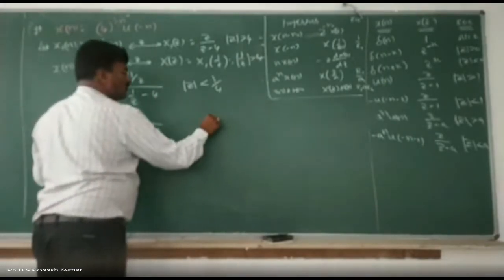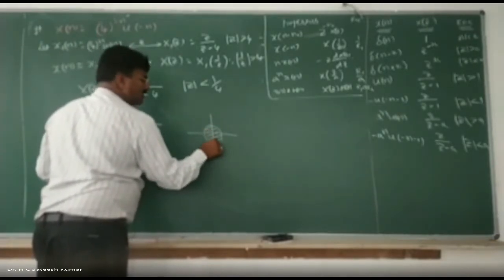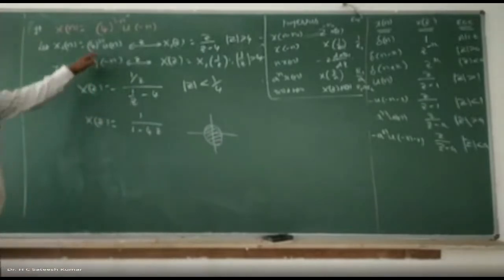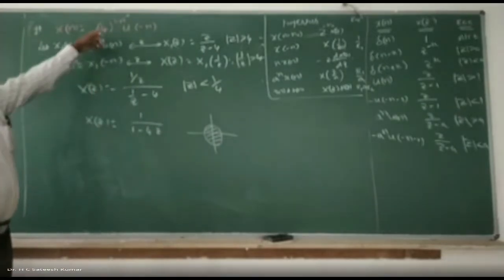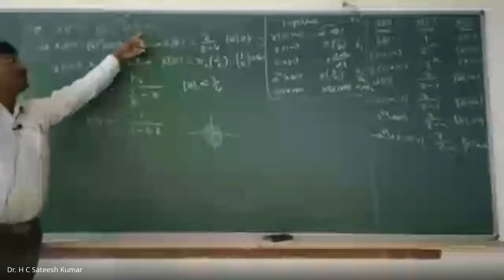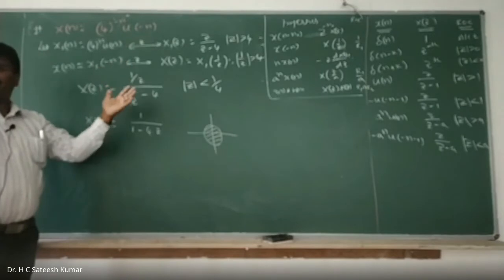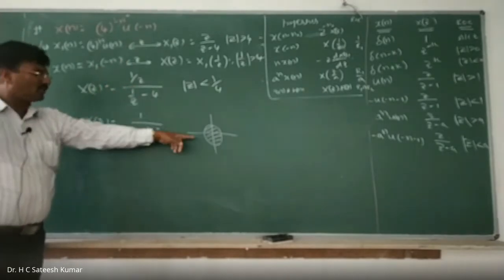Mod z less than 1 by 4. Less than 1 by 4 means what? See that ROC. This is right-handed, this is left-handed. But basically, what is the original signal? Original signal minus n is there means it should be left-handed. Left-handed means, what is the property of ROC says? Left-handed sequence means ROC extends towards the origin.